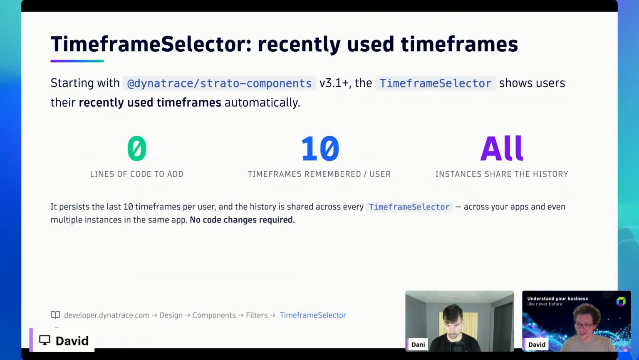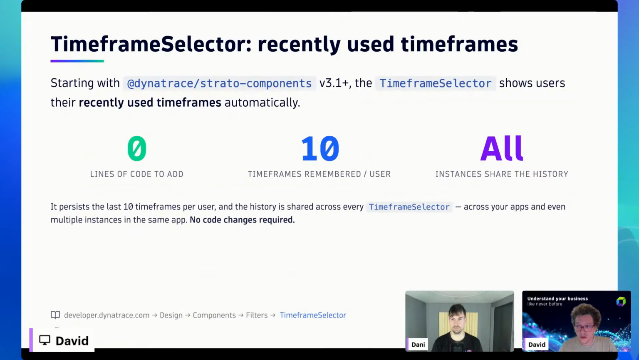One little update that you just get for free because it's rolled out automatically with Strata Components package version 3.1 and above. Simply upgrade the package. You don't need to do any migrations or so. But the cool thing is the time frame selector. If you're doing a query, you can select, I want to do it over the past 30 minutes or last hour or so. And now it's remembering the last 10 time frames that the user selected. And this happens across all instances of that time frame selector.